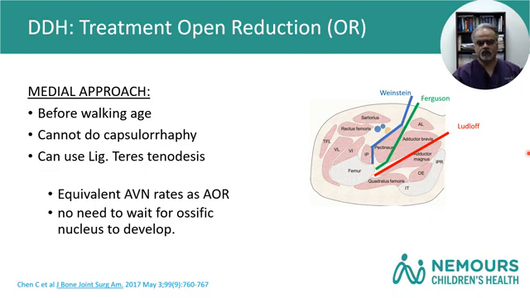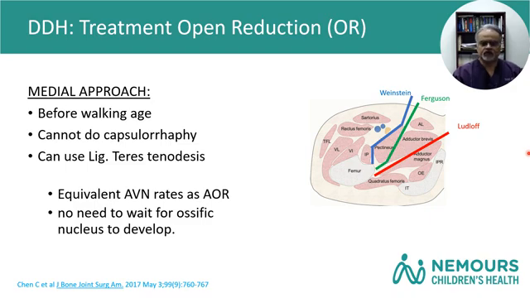Now, what do we do when a closed reduction does not work, or if it works and the hip redislocates? The option at that point is to do an open reduction, and this may be done either via a medial approach or an anterior approach, and the choice is somewhat surgeon dependent based on their training and the comfort that they have with either approach.